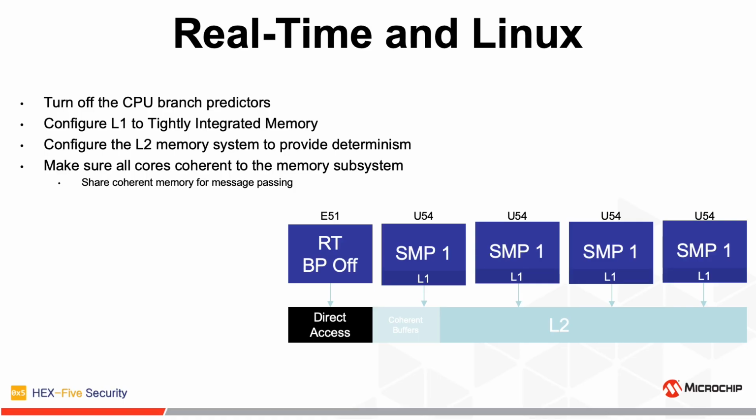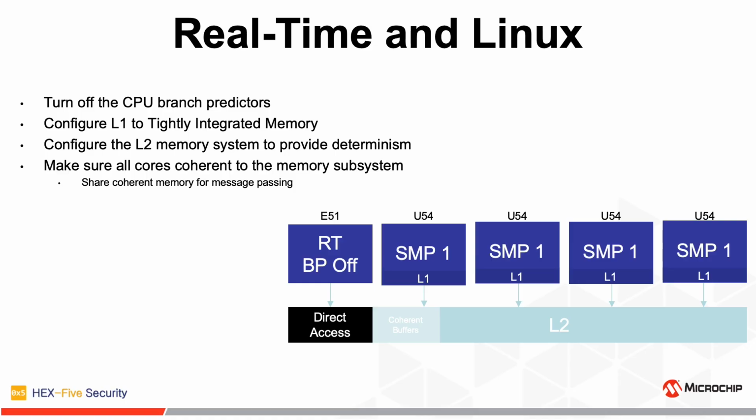The L1 memory subsystem in the CPUs can also be configured to be a tightly integrated memory, so you can have local deterministic zero-wait access to those memories. And the L2 memory subsystem can be configured in 3 different ways. It can be a cache, it could be what we call a direct access memory, or it could be a coherent buffer.